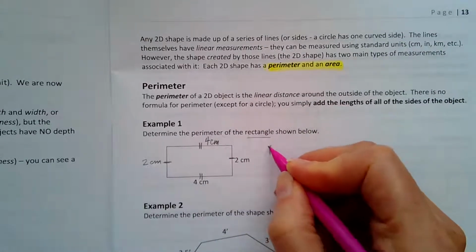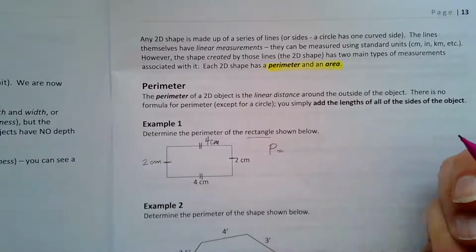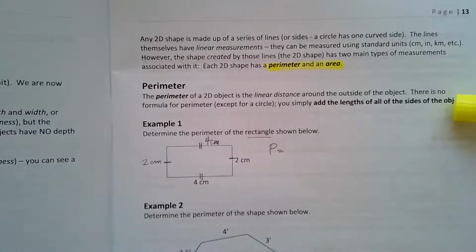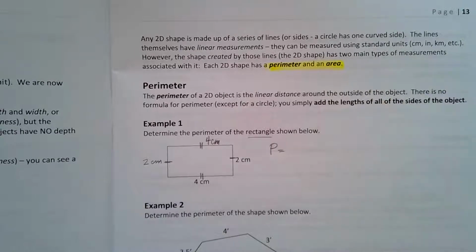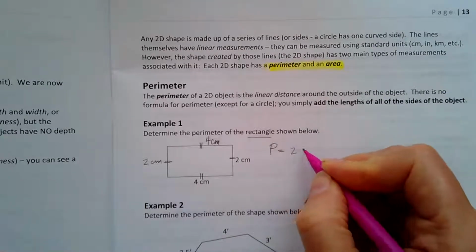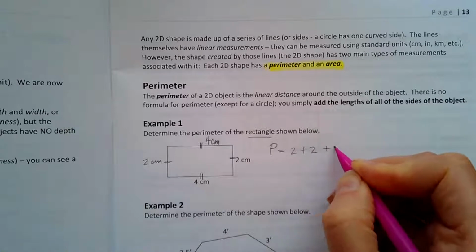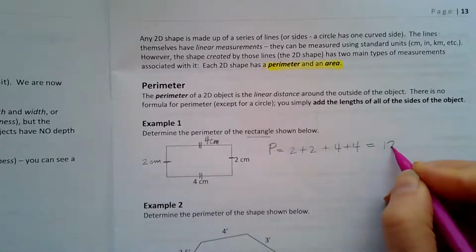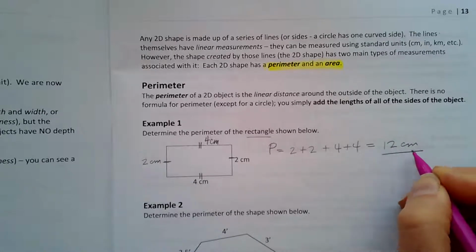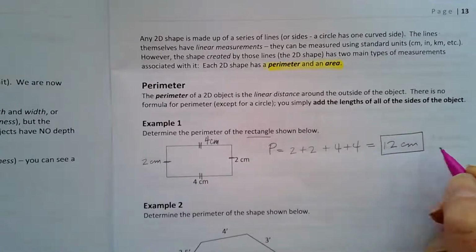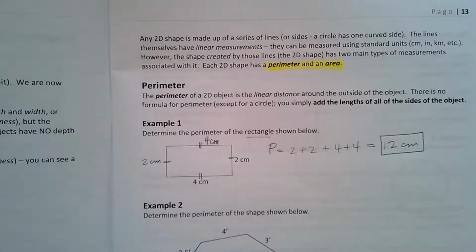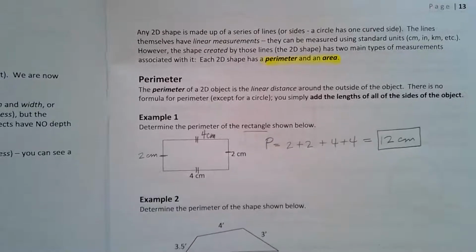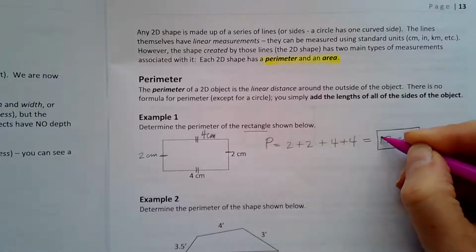So a rectangle has opposite sides that are equal. So the perimeter is just the distance around. To find the perimeter, we just, as the bold statement says up here, add the lengths of all sides of the object. So I have 2 plus 2 plus 4 plus 4. That gives me 12 centimeters in total. So perimeter is super easy, right? Probably the hardest thing is just learning the new word, if you'd never heard of the word before, or maybe you had heard of it before, but you didn't know what it meant.